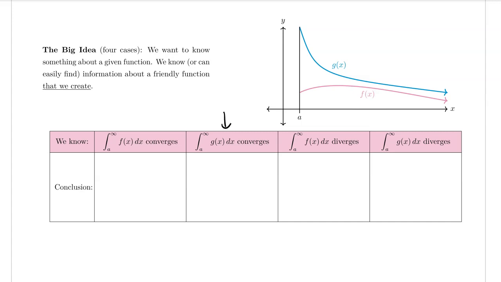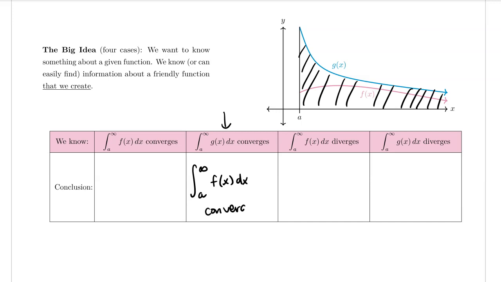So suppose we know that the integral from a to infinity of g of x dx converges. Because the area under g of x is finite, that's what it means by converges, and because f of x is bounded above by g of x, this has to imply, and our conclusion has to be, that the integral from a to infinity of f of x dx also converges. Let's go ahead and move on to the next case.